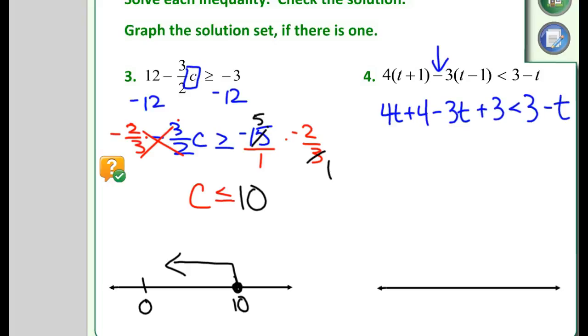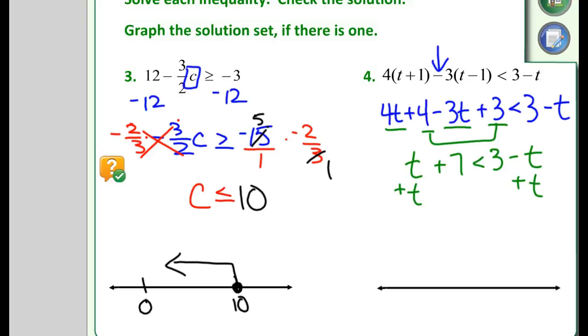Oh, we've got some like terms that we can put together over here. 4t minus 3t is t. And then 4 and 3 gives me plus 7 is less than 3 minus t. Now again, we're dealing with an inequality, so I'm going to go ahead and put my t's in front because then I've got where it needs to be for me to graph correctly. So we've got 2t plus 7 is less than 3.